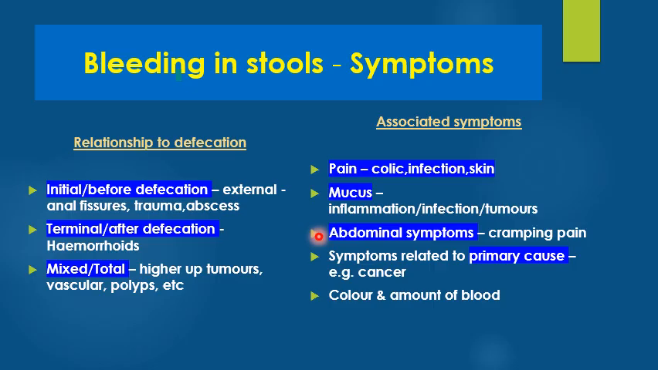And abdominal symptoms, usually cramping pain. These patients may have lower abdominal pain bilaterally. And you must also not forget the symptoms related to the primary cause. For example, if it is colon cancer, the patient may have other symptoms like loss of weight, loss of appetite, lethargy, constitutional symptoms, and also change of bowel habits. And lastly, you must also look at the color and amount of the blood that the patient has been passing.